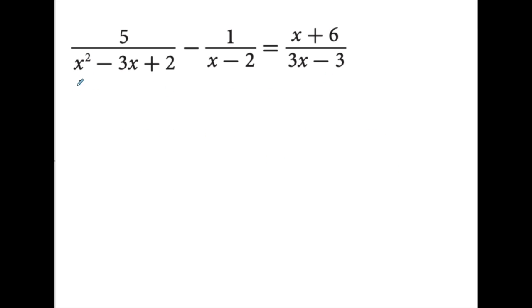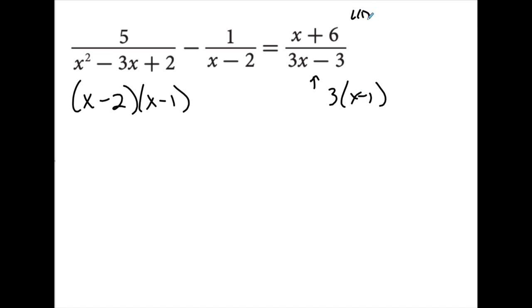Okay, similar idea. Let's start with a breakdown of everything. So this is x minus 2, x minus 1. This is 3 times x minus 1. So here's what we need for our LCD. We need 3. We need an x minus 1. And we need an x minus 2. That'll ensure everything gets canceled.